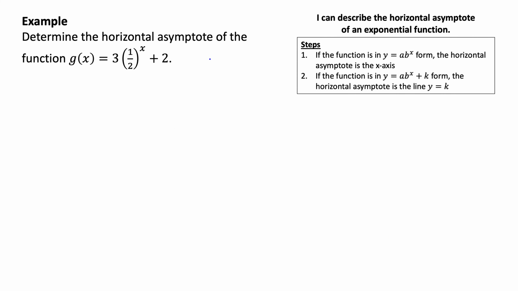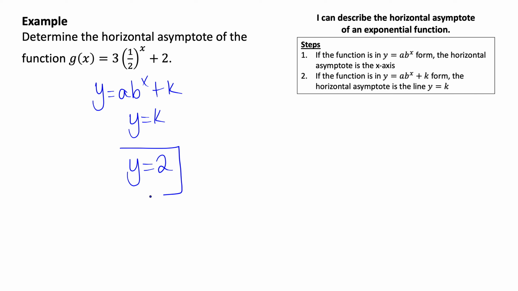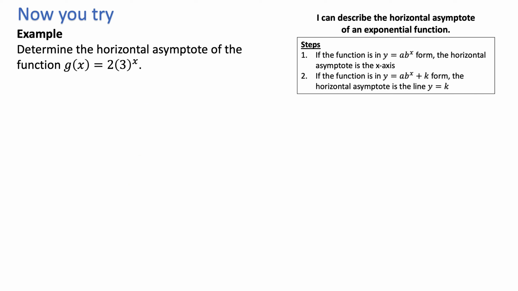Let's determine the horizontal asymptote of the function g(x) equals 3 times 1/2 to the x plus 2. Notice that this is in the form y equals ab to the x plus k. That means y equals k is going to be the asymptote, so y equals 2 will be the horizontal asymptote of this function. Now you can go ahead and pause the video and try this example on your own.